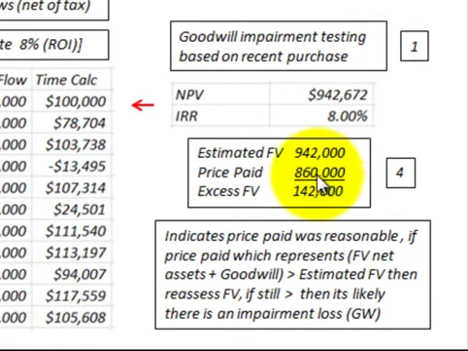Now if the price paid here, which represents the future value of the assets plus the goodwill, is greater than the estimated fair value that we calculated, then we have to reassess our model and go back and redo our calculations. And if the price paid here is still greater than the estimated fair value, then there's likely an impairment loss here to goodwill.